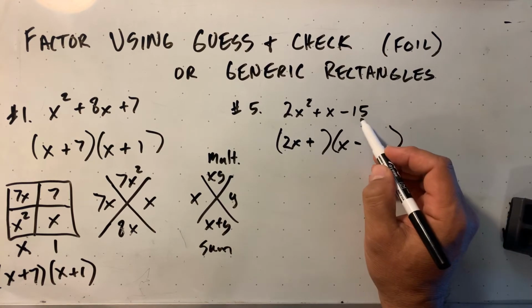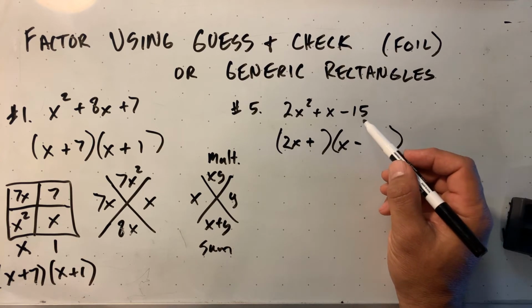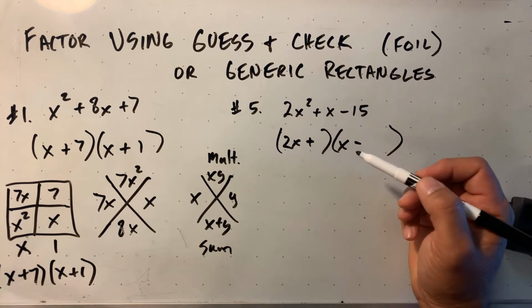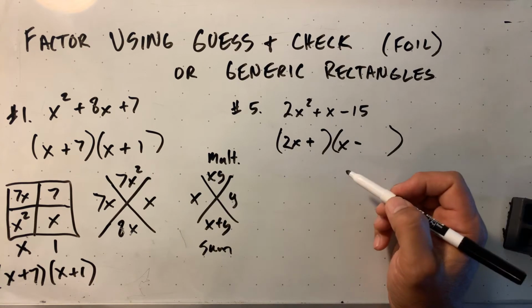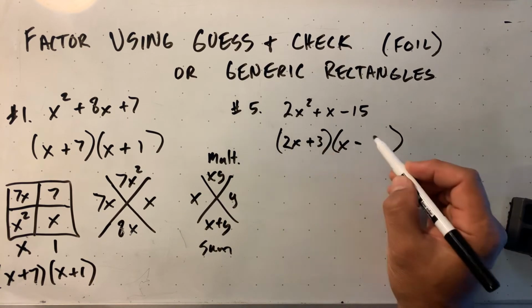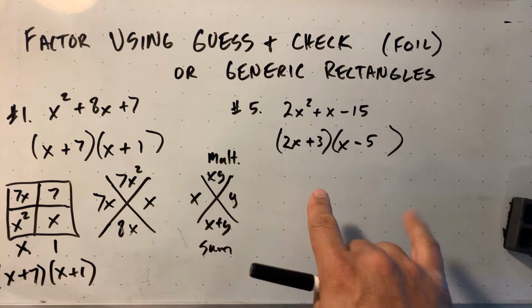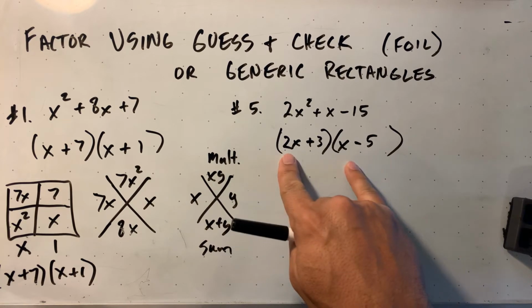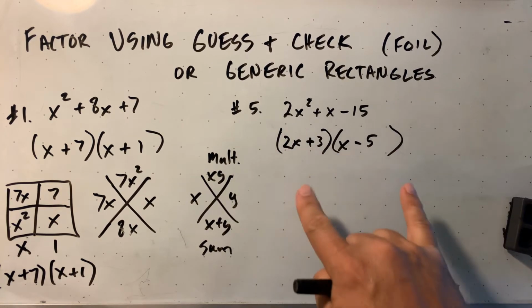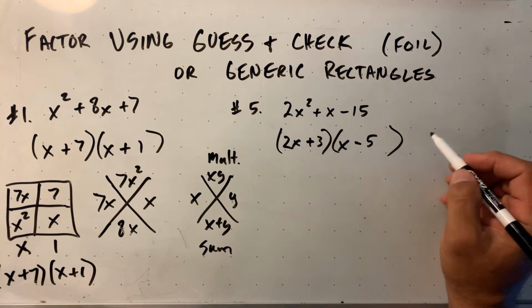From there, factors of 15. Well, here's where it gets a little more difficult. You've got several options. You've got 1 and 15, you've got 3 and 5, and then we could switch the orders of that. So if you just want to try and guess it without thinking it through, you might put a 3 there and a 5 there. Well, if I do that, first times first gives us the x squared, and our last times last gives us negative 15.